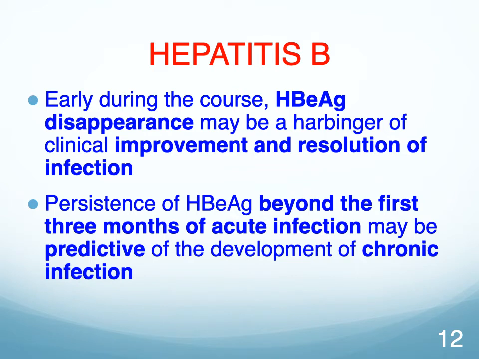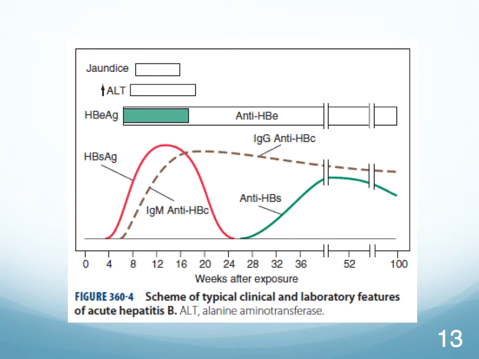During the course, HBe infectivity disappears, and there may be an improvement in resolution of infection. But persistence of E antigen beyond the first 3 months may be predictive of the development of chronic infection. This is how it goes. You have your S antigen first appear, and then after 2 to 3 weeks, the E antigen will appear, while the S antigen may persist or may decline up to 24 weeks upon exposure.